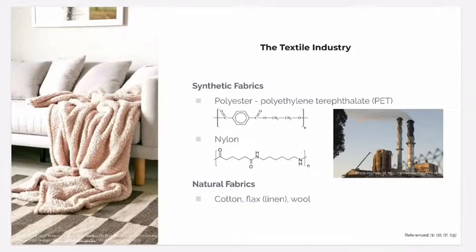I won't go too in-depth on natural textiles, but common ones are cotton, flax or linen, and wool. While these textiles do require energy and water to produce, especially in the case of wool due to having to rear sheep, they do significantly less environmental damage due to their ability to break down.